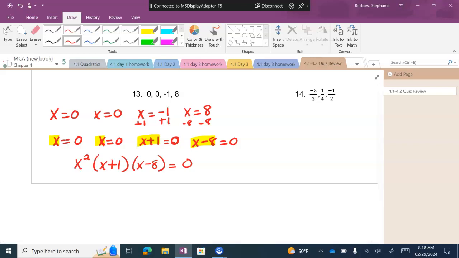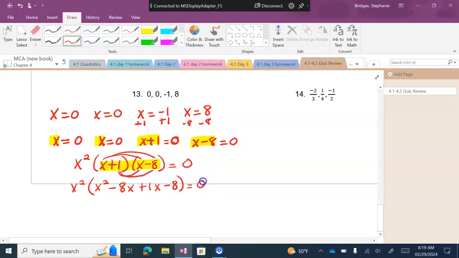I would leave the x squared till the very end, so I would focus on multiplying out these two first. Don't lose the x squared, it's still got to stay in the front, but we want to distribute here. X times x is x squared. X times -8 is -8x. 1 times x is positive 1x. And then 1 times -8 is -8.